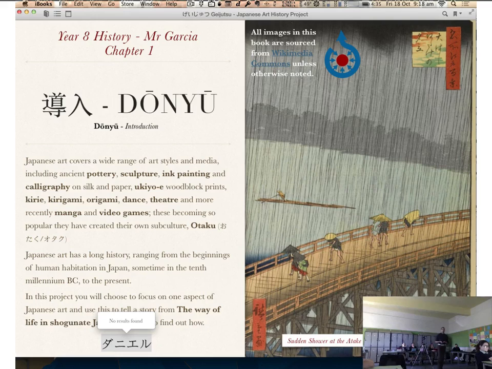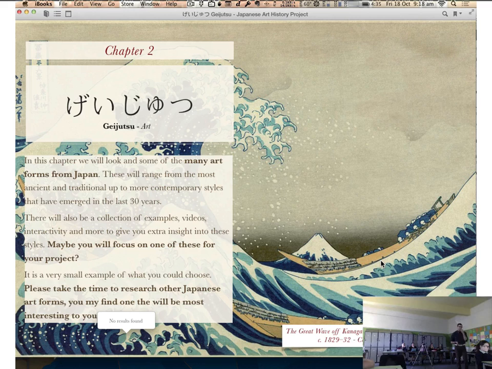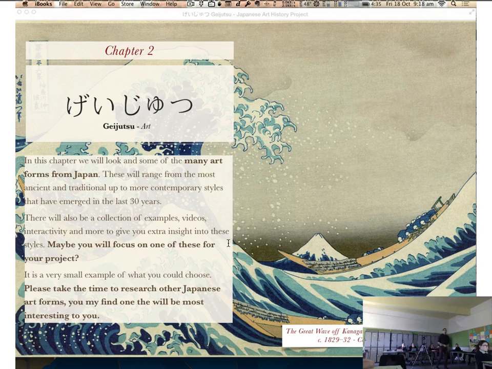So here we go. This is your presentation. Chapter 2. In this chapter, we're going to look at some of the many art forms. I'm just going to show you a quick example of, I think I've done about 4 or 5 different art forms in Japan. These will range from really ancient traditional stuff into some more contemporary stuff. There'll also be a collection of videos, examples, and some interactivity in here as well, which you can have a play with.